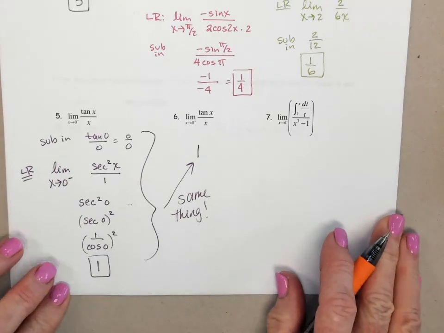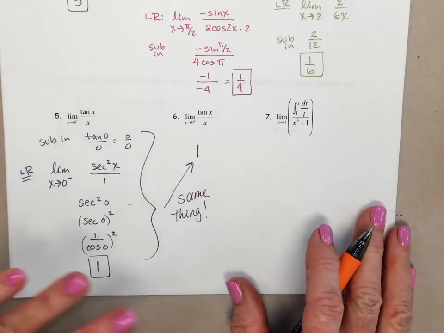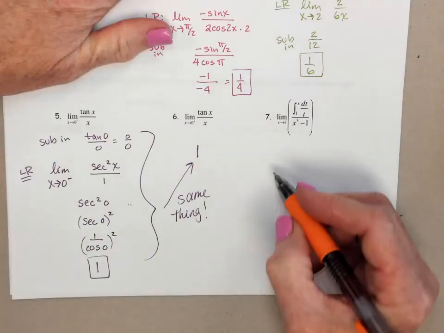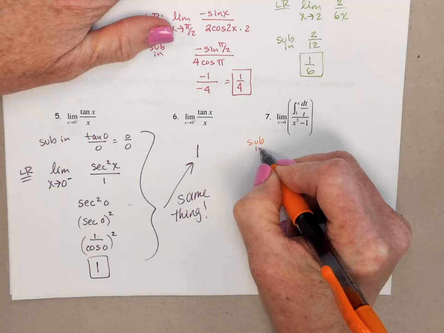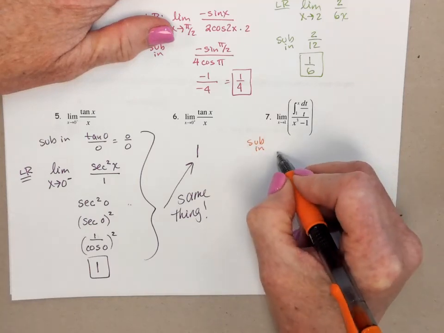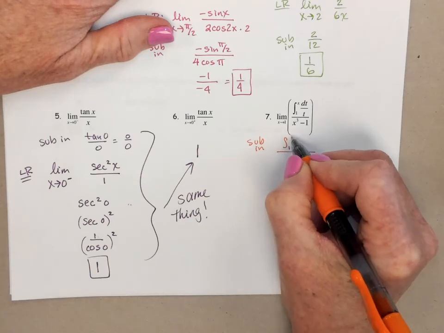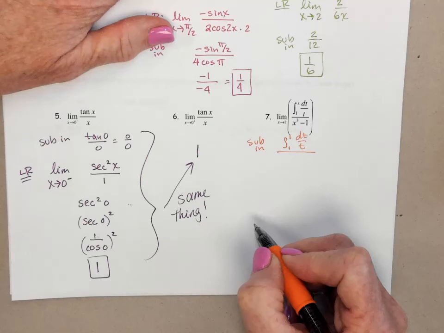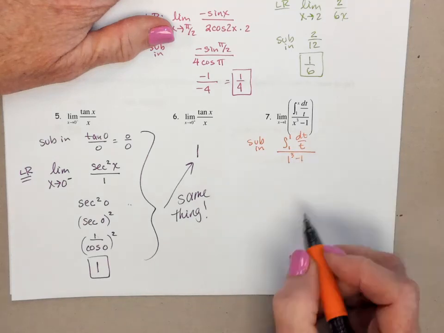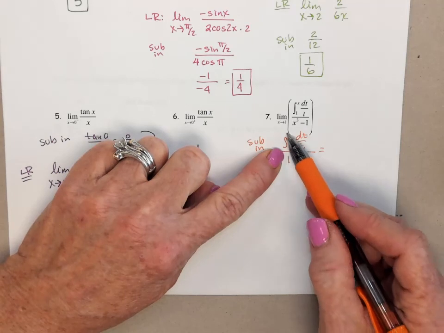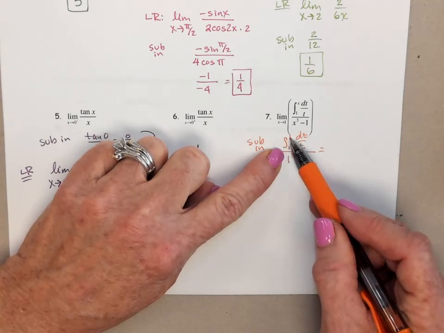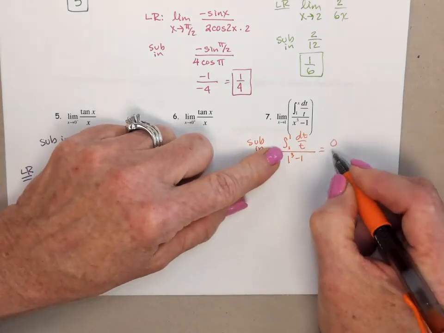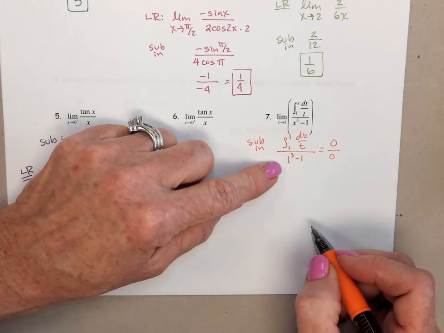Oh boy, this last one looks nasty. And don't get freaked out about it because it's got this integral in here. We're still going to go the same thing, same process. So we're going to sub in the 1, which means this looks like the integral from 1 to 1 of dt over t, and 1 cubed minus 1. All right, this is asking you to find the area from 1 to 1 underneath this curve. Well, it's still 0 over 0.